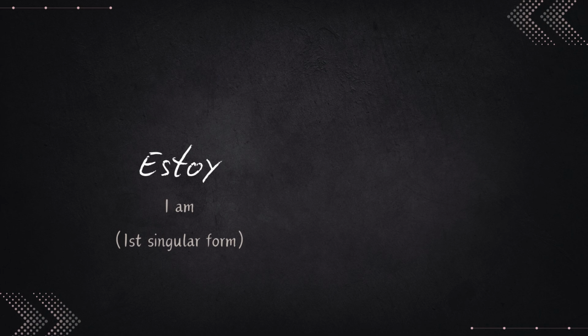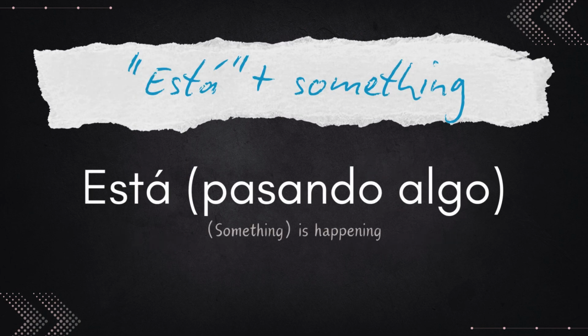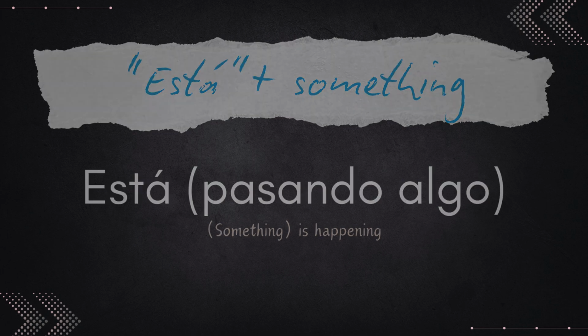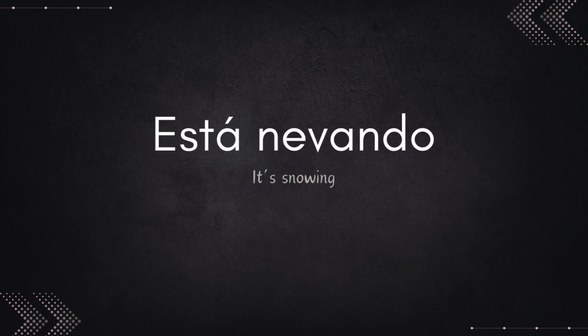All right, let's now switch gears and look at a very important pattern with el verbo estar. But instead of it being in the estoy form for I am, we'll use it in the third singular form, as in it is, which is está in Spanish. With the pattern está plus something, you can say something is happening. For example, está lloviendo. It's raining. Está nevando. It's snowing.